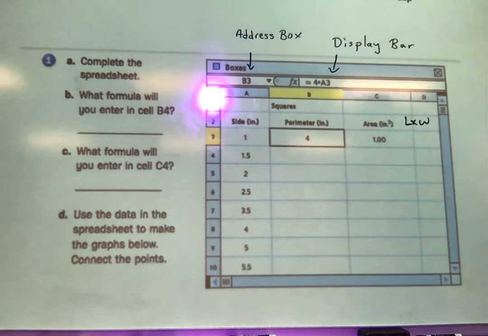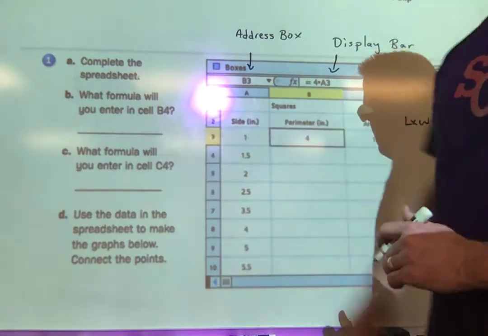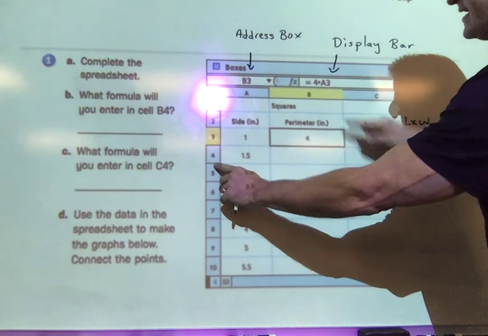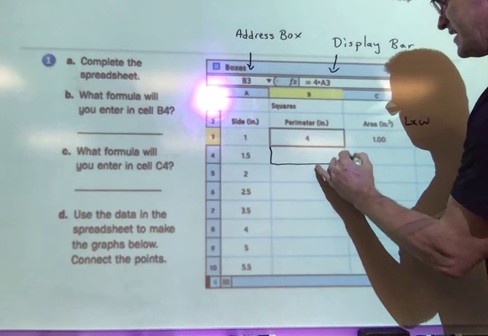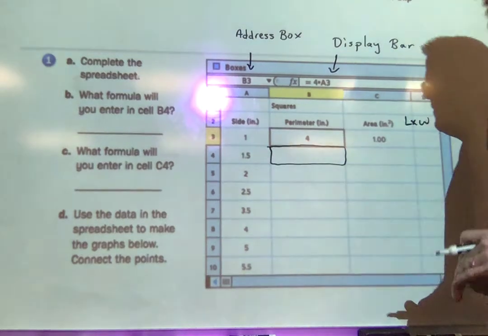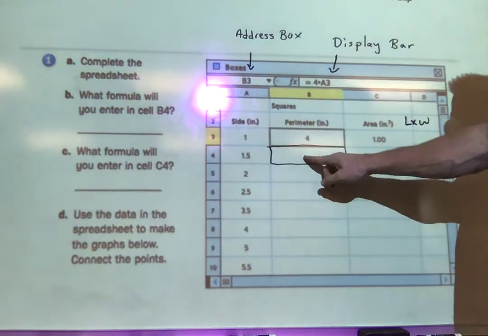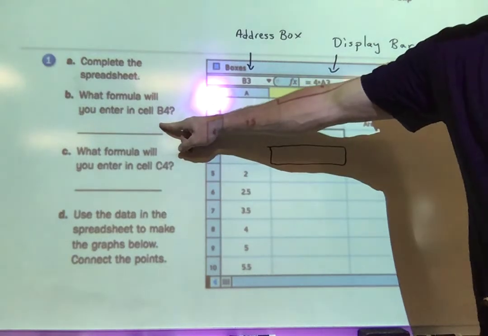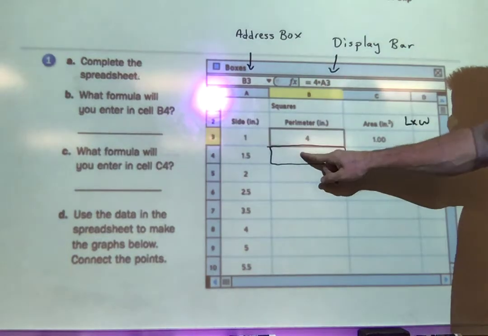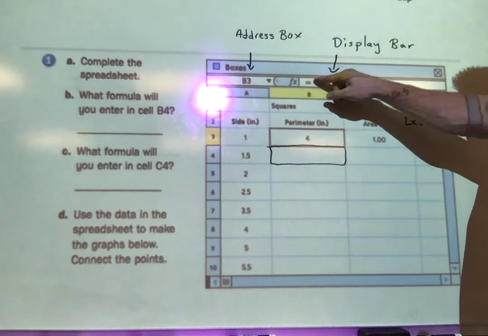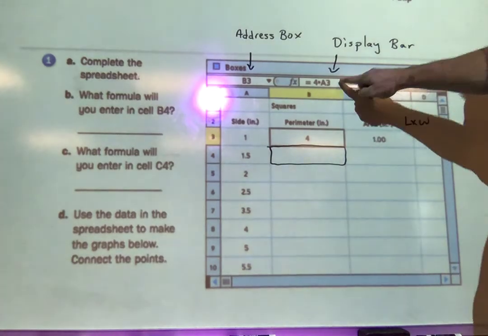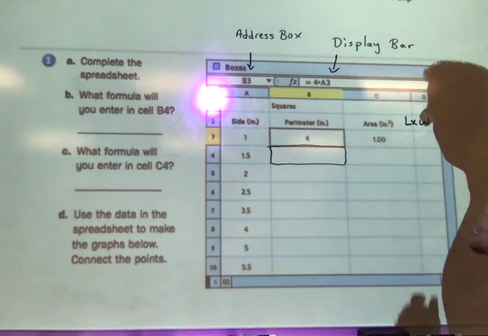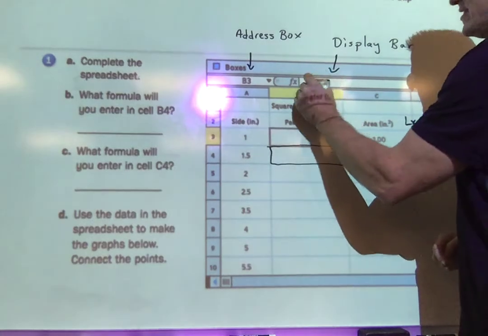So what formula will you enter in cell B4? Which B4 is right here. So if I would click on that, it would highlight like this. And that is B4. And it says, what formula will you enter in cell B4? So guys, when I have it highlighted, again, it'll type in here. It'll show up in here too. Okay, so the formula I would have to put in here, I would type up here once it's highlighted. Okay, so I'm going to get rid of this one they had.